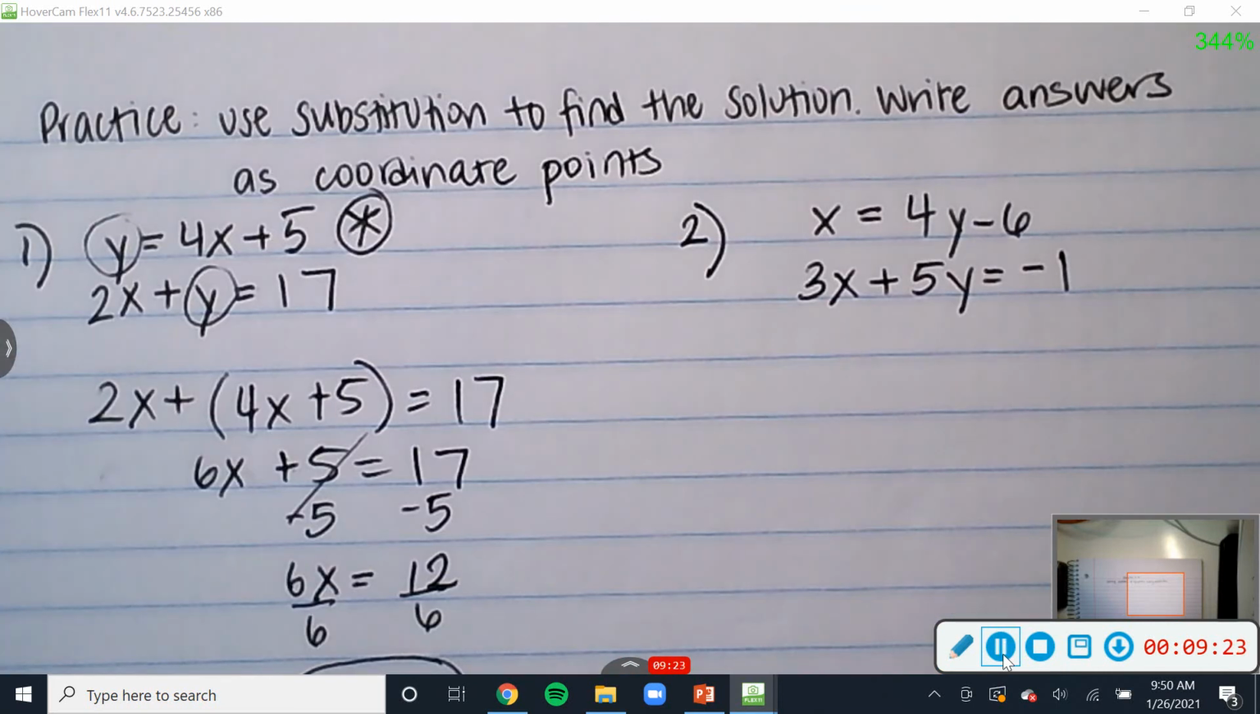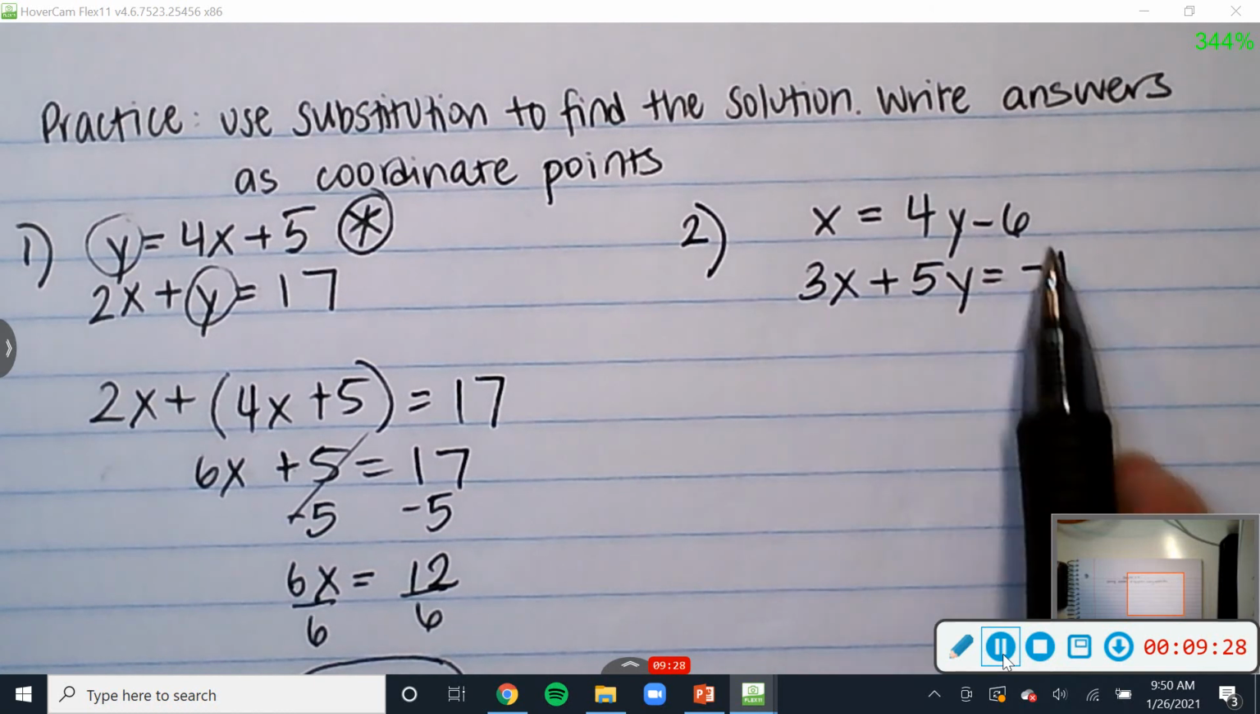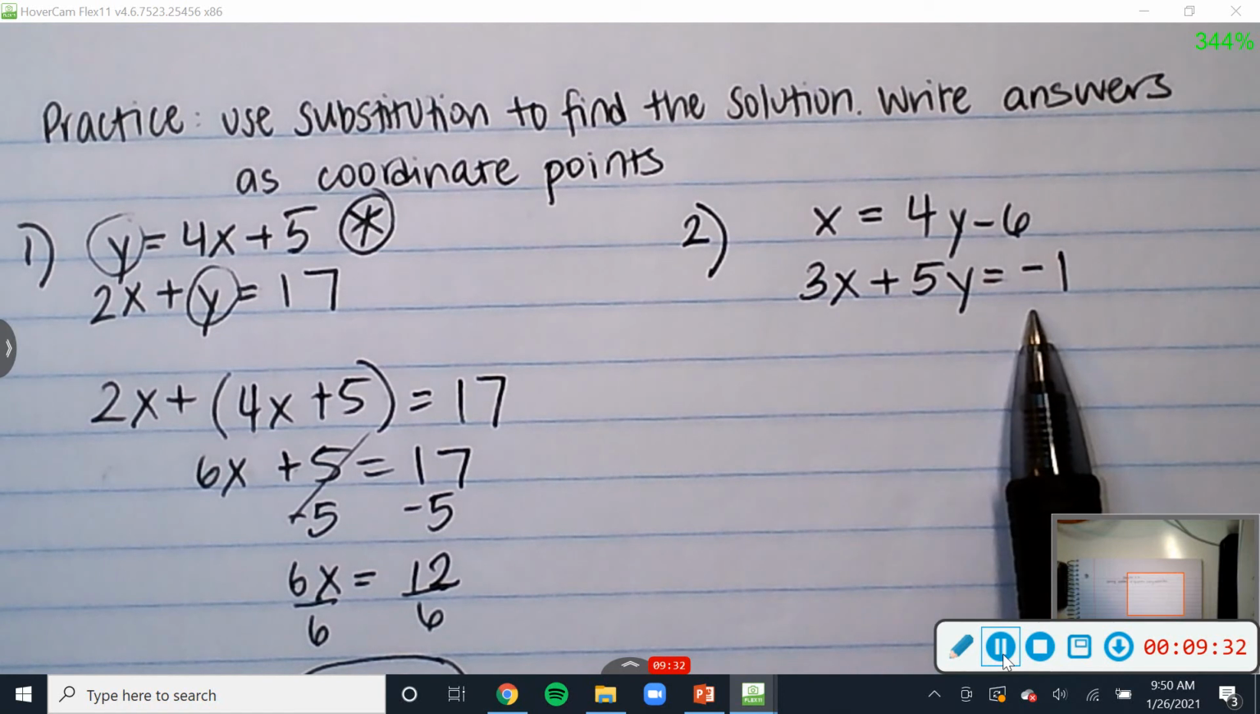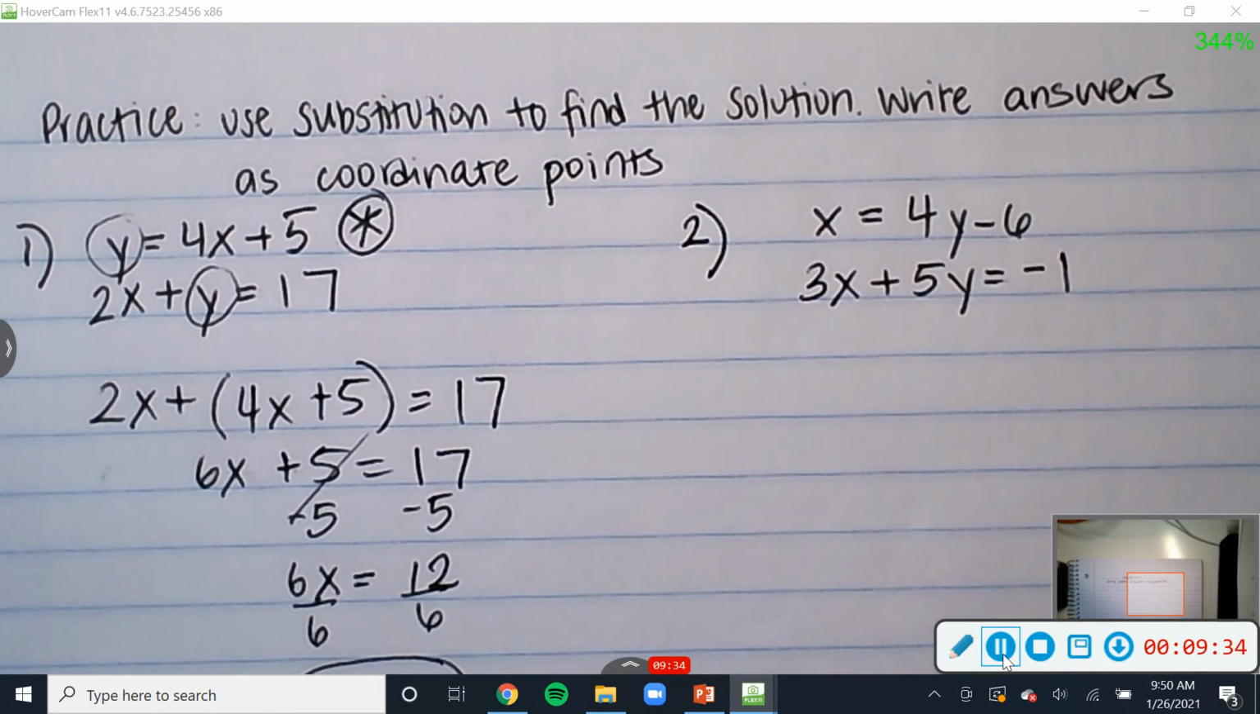Okay, now it's time to try one more problem. You need to solve x equals 4y minus 6 and 3x plus 5y equals negative 1. Follow the same steps again, and then answer, and then I will reveal.